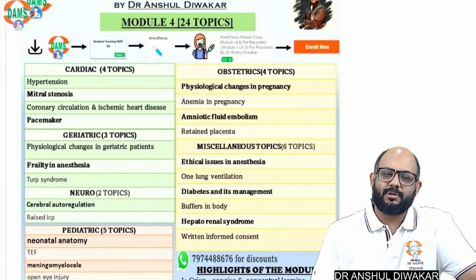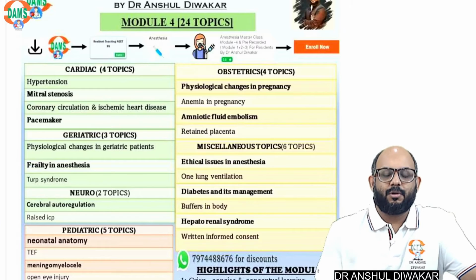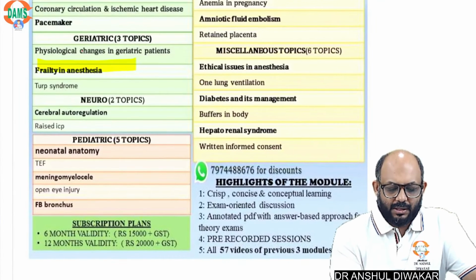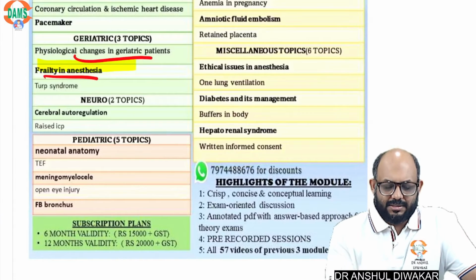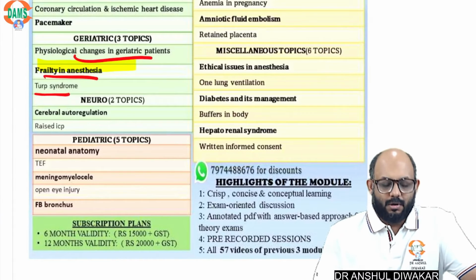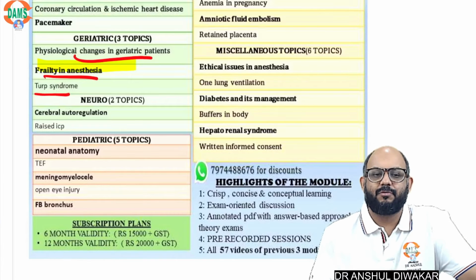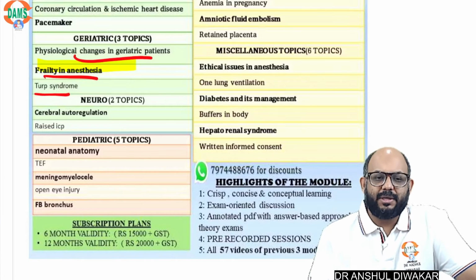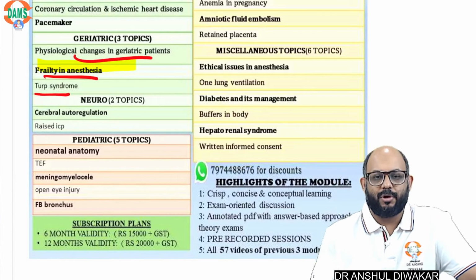mitral stenosis, coronary circulation, and ischemic heart disease. Anesthetic management of a patient on pacemaker. In geriatrics, we have physiology of the geriatric patient, frailty in anesthesia, which is now in the recent advances, TURP syndrome. In neurology, we have cerebral autoregulation, and we have patient with raised ICP. In pediatrics, we have a very good topic on neonatal anatomy, tracheoesophageal fistula, meningomyelocele, open eye injury, foreign body bronchus.